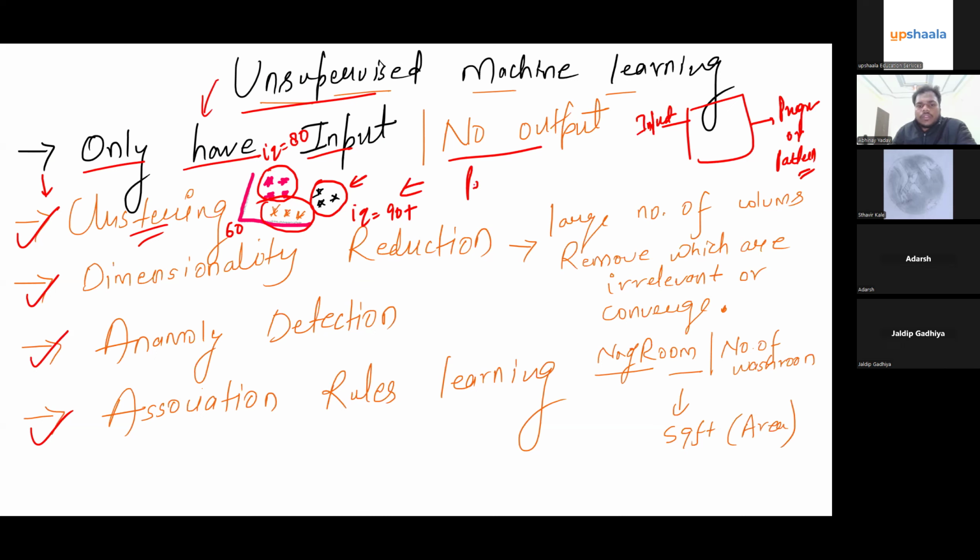Suppose one more person comes and has an IQ of 80, so he will directly go to that category. In this way, it helps to predict which category this person will fall into. So this is one kind of application of unsupervised machine learning. After that, you will have dimensionality reduction.